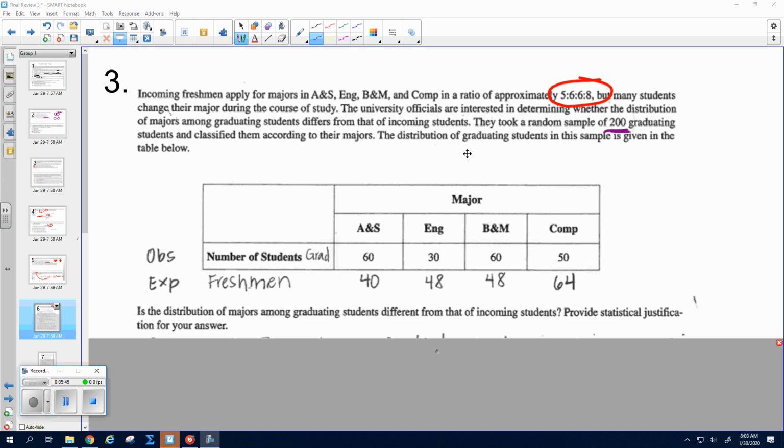So if we add up 5x plus 6x plus 6x plus 8x equals 200, we can find x. And then you want to multiply 5 by x, and you got your A&S, and 6 times x, and you got your English, etc. So that's how we get this number here. And then you want to figure out which one is expected counts and which one is observed. So the freshmen coming in is our expected counts. We would expect them to stay the same, but this is what we actually observed happens when they graduate, and we want to know if there is a difference.